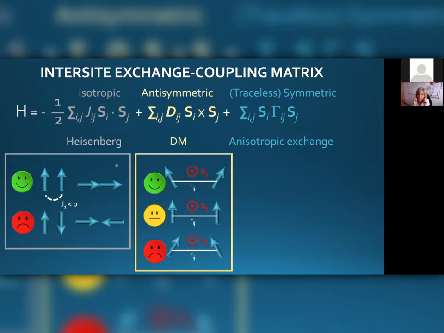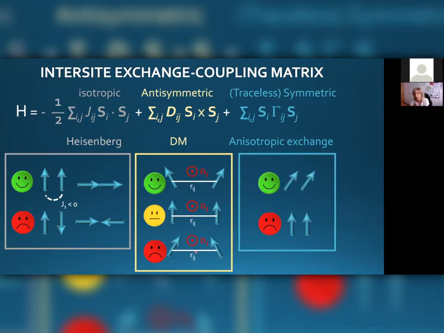Dzyaloshinskii-Moriya tells me what? Of course, it's a vector product, so the spins will try to cant, but they try to cant in a certain sign, which is actually linked to the sign of the Dzyaloshinskii-Moriya vector. So this distortion is not equivalent to this one, and there is one that is favored compared to the other. And anisotropic exchange tells me what? This is like a two-site anisotropy. So it will tell me, again, how the spins want to align, parallel or anti-parallel, but also whether the spins want to be like this or like this. So it's a two-site anisotropy.